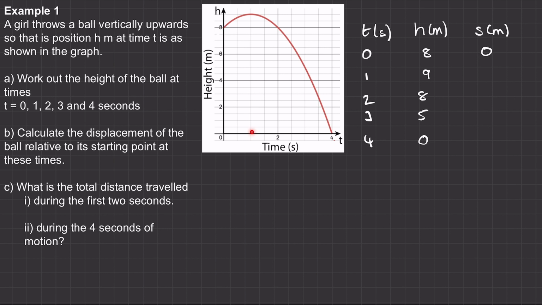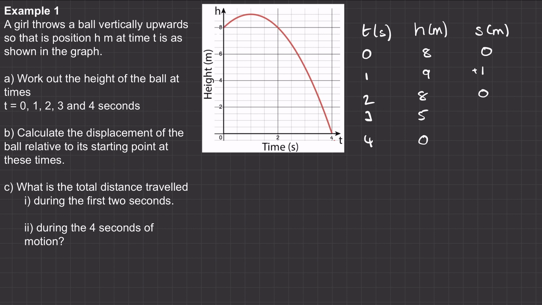Then when t equals 1, we're at 9 meters high, so that is a positive 1 from the 8. So that will be positive 1 meters. And then when t equals 2, we are back to 8 meters. So even though we've gone up 1 and down 1, we are back to the relative starting point of 8. So that'll be 0 again.